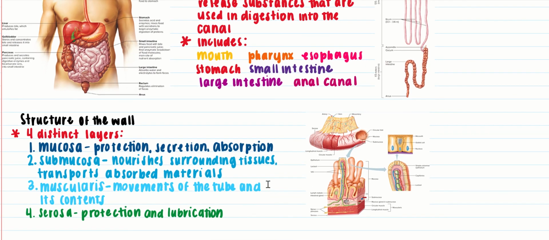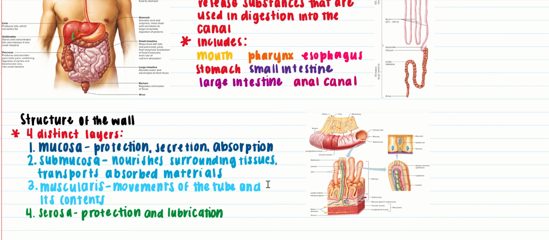Now, the alimentary canal has 4 distinct layers. You have your mucosa, which is for protection, secretion, and absorption. It is composed of epithelium, connective tissue, and smooth muscle. You have your submucosa, which nourishes surrounding tissues, transports absorbed materials, and that's composed of loose connective tissue, blood vessels, lymphatic vessels, and nerves. Then we have your muscularis, which its function is for the movements of the tube and its contents, and that's composed of smooth muscle cells in circular and longitudinal groups.